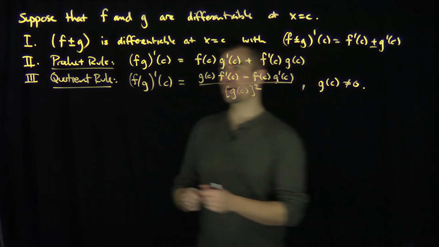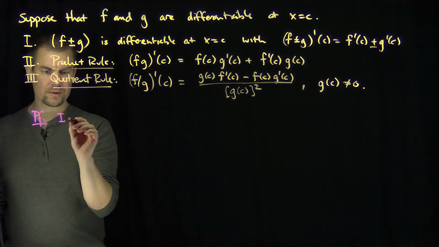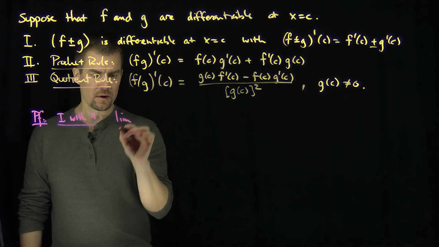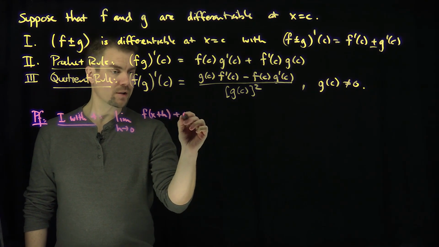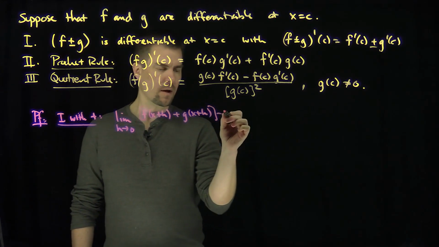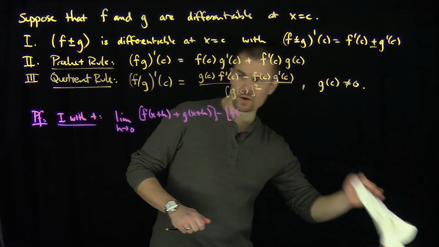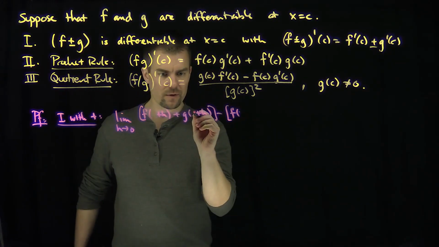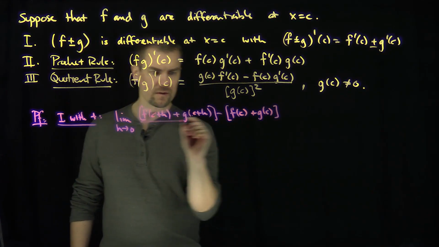So let's first prove the additive rule. Here are a couple different proofs of these things. Let's prove 1 with plus. I'd like to compute the limit as h goes to 0 of f of x plus h plus g of x plus h, that's f plus g evaluated at x plus h, minus f of x plus g of x, all divided by h. Of course, we're doing this at the point c, so we change these x's into c's, because we're differentiable at c.